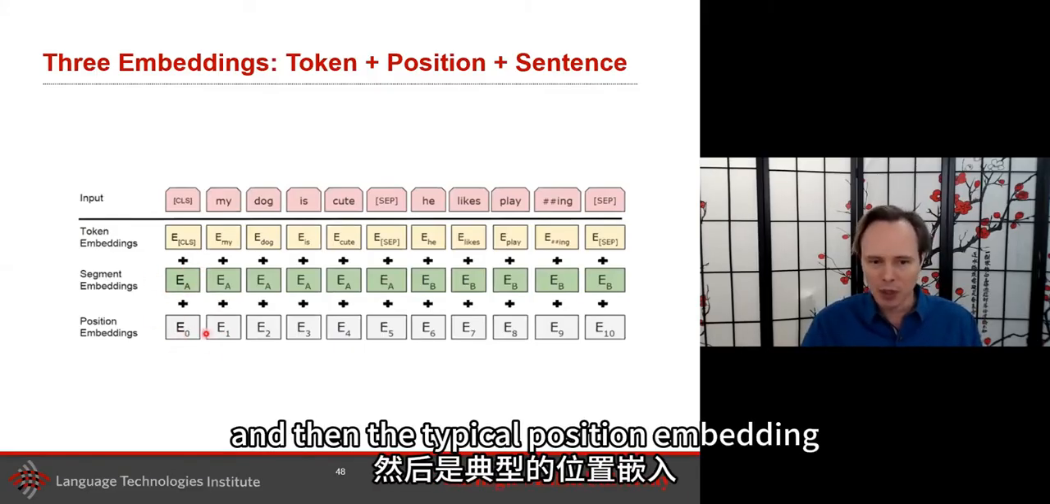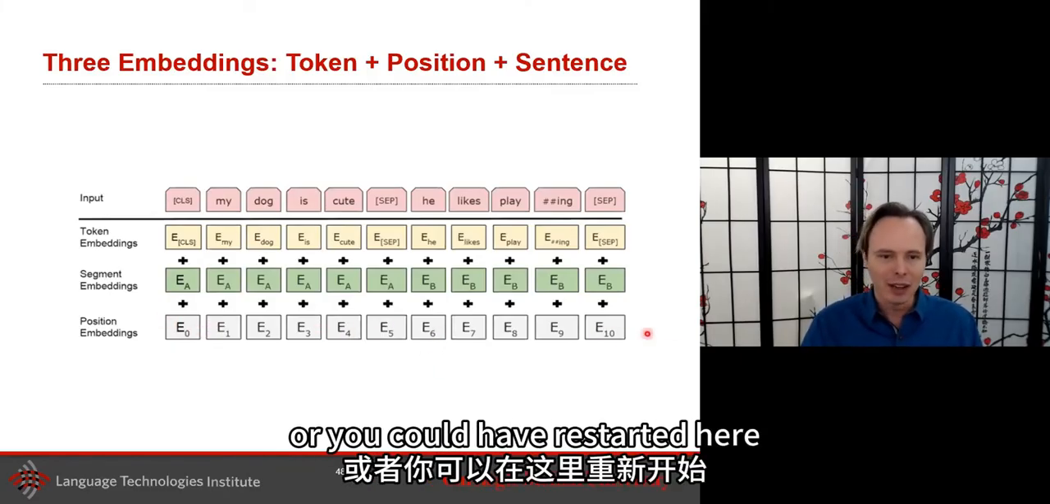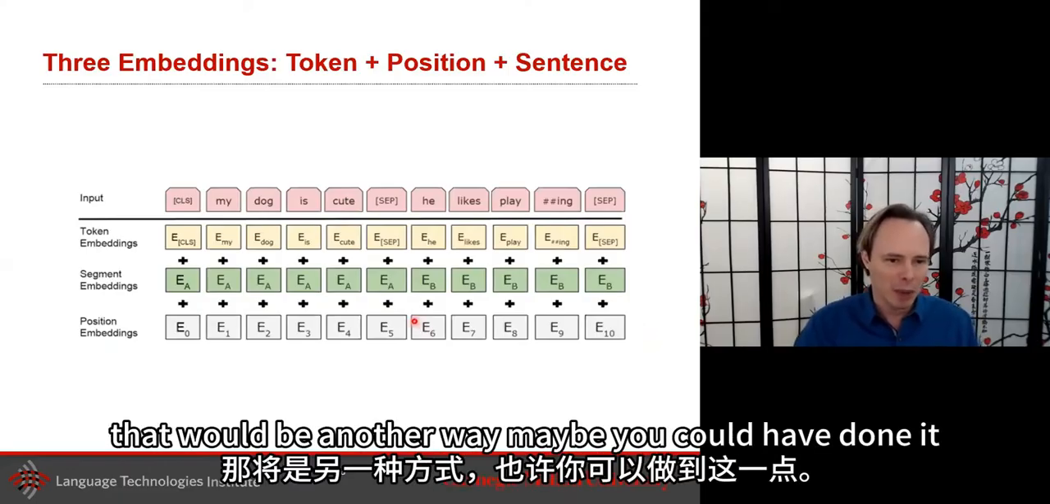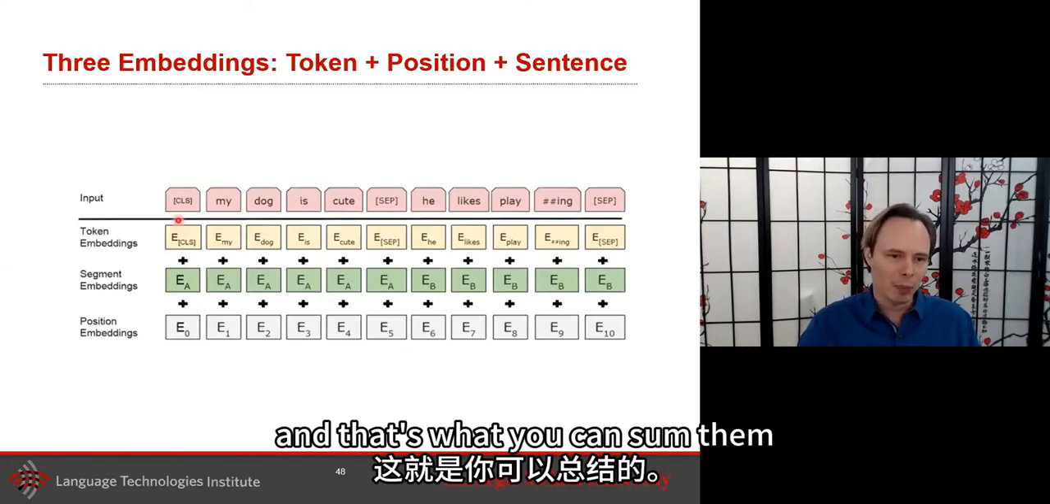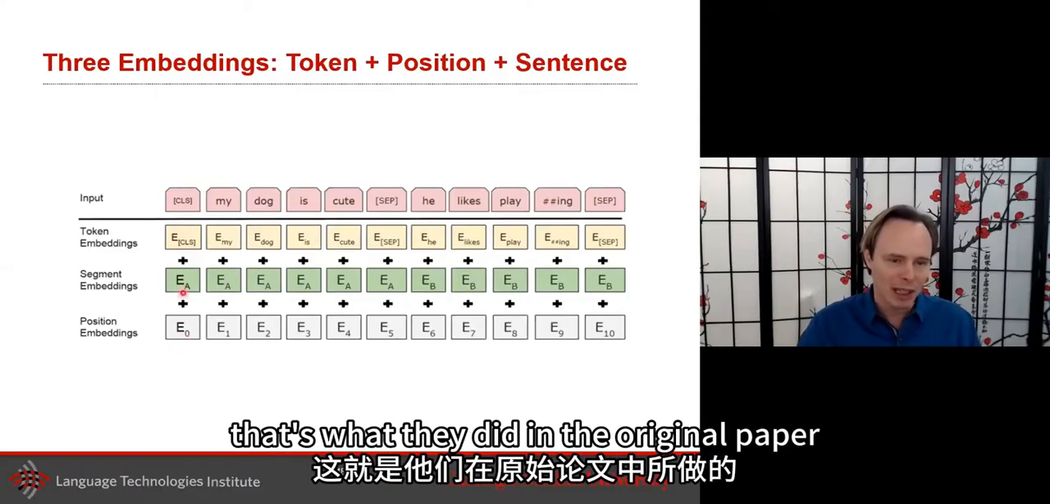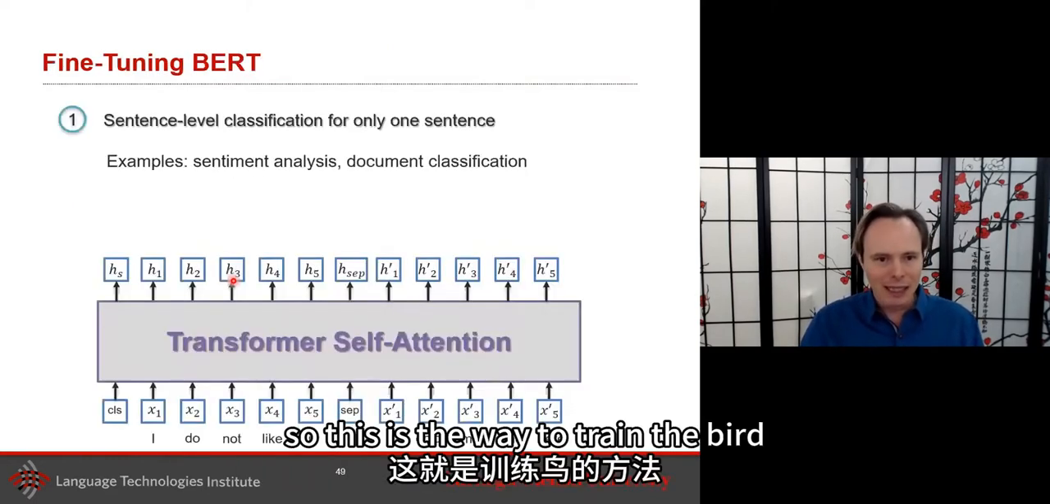And then the typical position embedding, you could make it sequential, or you could have it restarted here. That would be another way. And then you have the embedding of each word. You can sum them, which is what they did in the original paper, or you can just concatenate them or do some other way. So this is the way to train BERT.